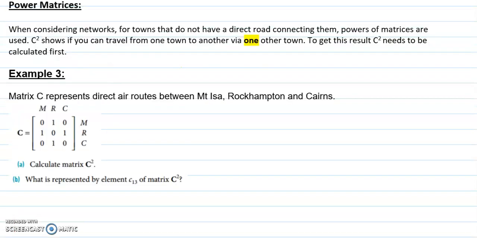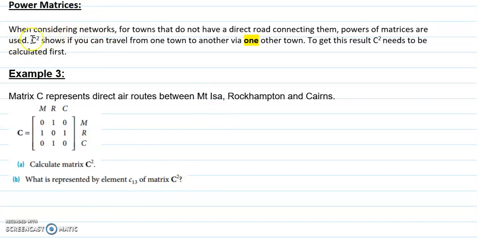Okay, the next thing that we're going to look at is power matrices. So when towns do not have a direct route connecting them, that means you can go to each of the towns via another town. So that means there's like a stopover. When you go from one city to another, you stop over in another city, and then you might change planes, for example, and then fly to another place. When that happens, that's where power matrices are used.